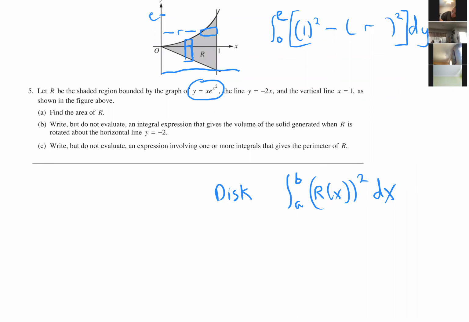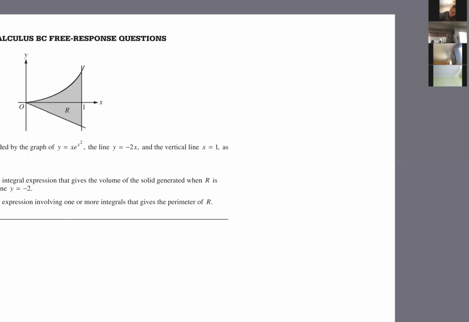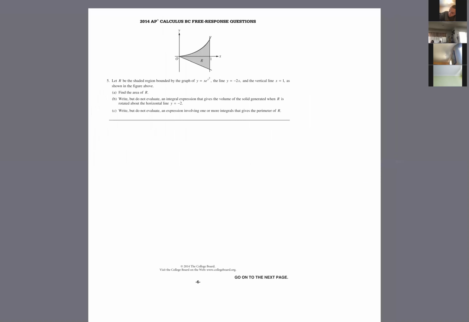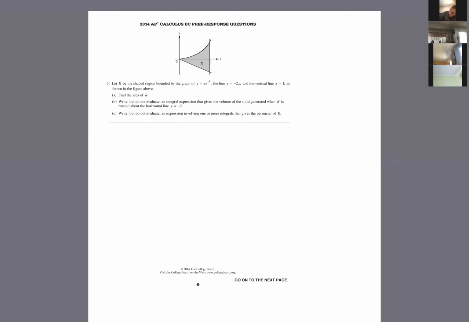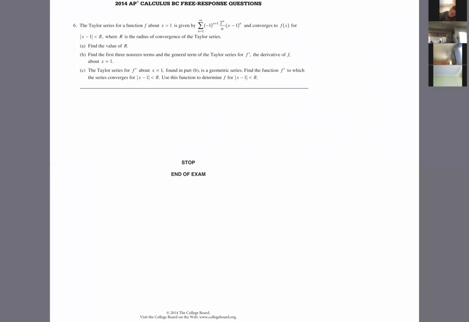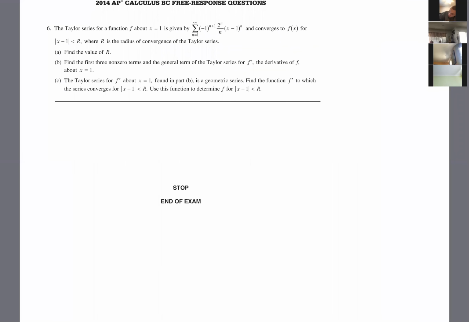So last call, anything on number 5? Okay, number 6. Let's see, clear this out. Last problem of 2014. Okay, I had you skip A. I guess I could have given you A, because that would have been good ratio test practice, but I think I skipped A for this one. So questions on number 6.